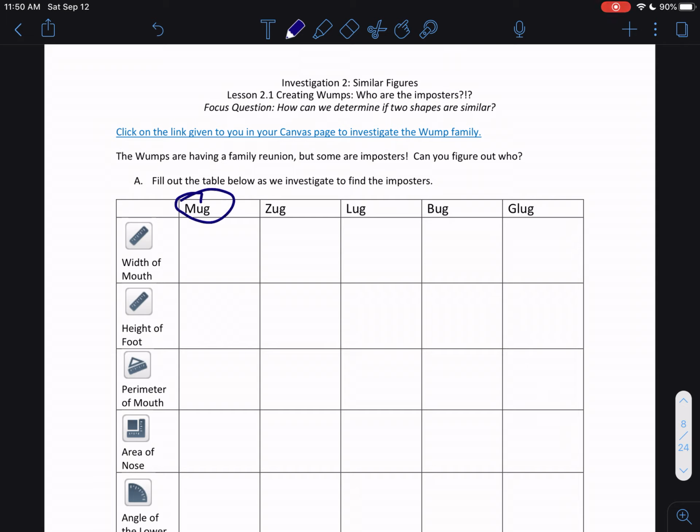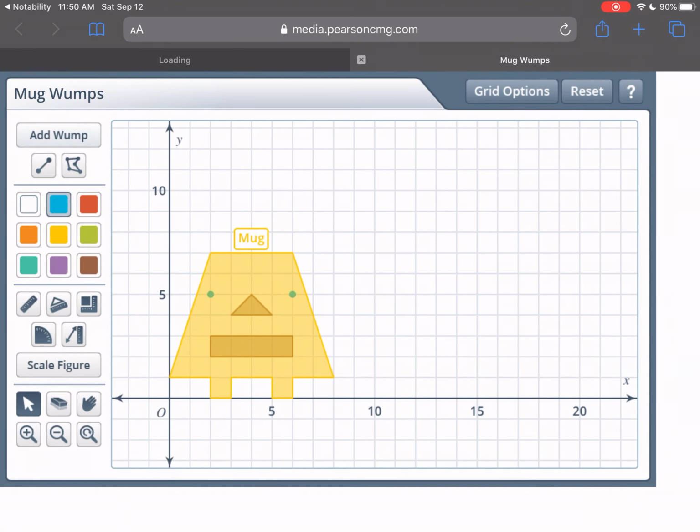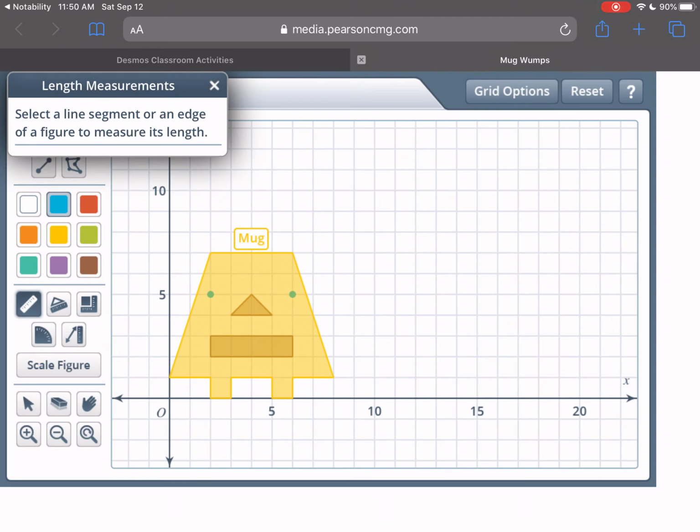So we're just going to click on this link. We're going to open that in Safari. There we go. And right away, you'll see mug. For the width of the mouth, you're going to click on the ruler. There's an image of what you need to click on. The ruler has line length measurements, and then it says width of the mouth, so that's how wide the mouth is. You click on it, and it tells you. Perimeter is the next one. You can click on the perimeter of the mouth.